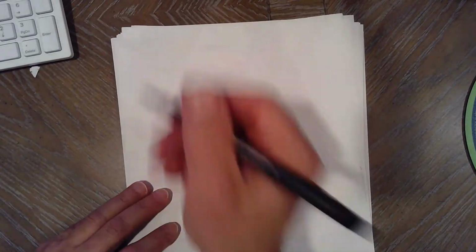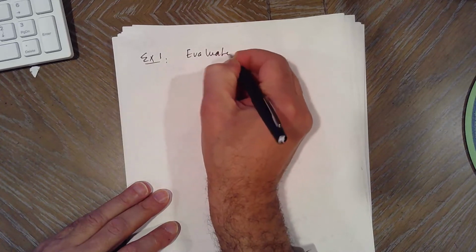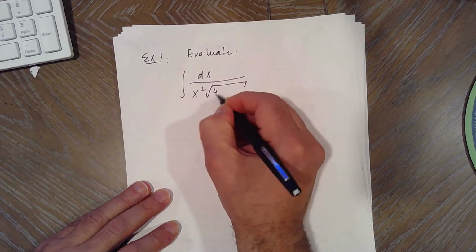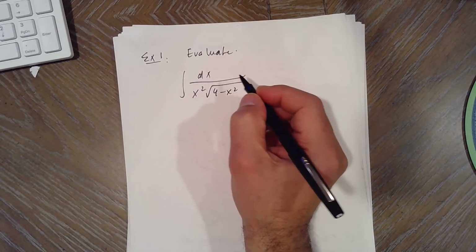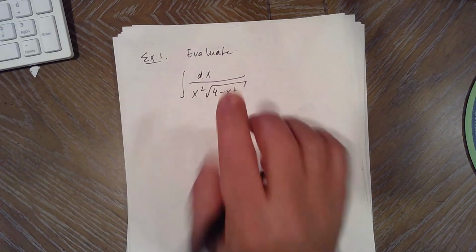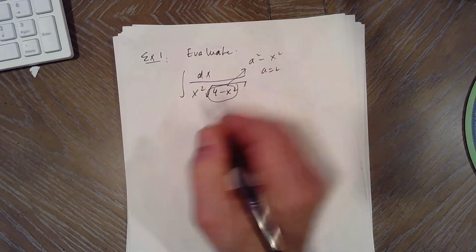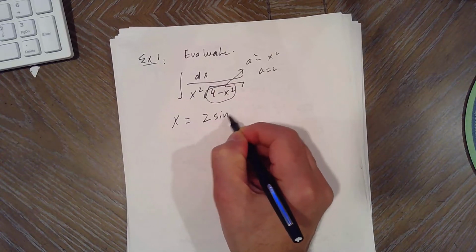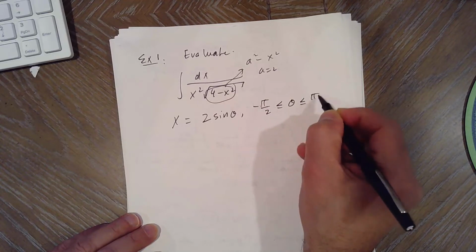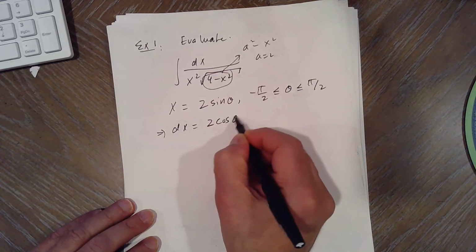So let's do a few examples to demo all this. How do we evaluate the integral of dx over x squared square root of 4 minus x squared? If you look at the summary, it's square root of a squared minus x squared, so a is 2, and x equals 2 sine theta. Keep in mind that theta in this case is between negative pi over 2 and pi over 2. So that means dx is 2 cosine theta d theta.